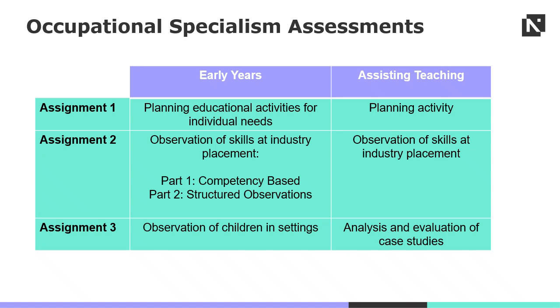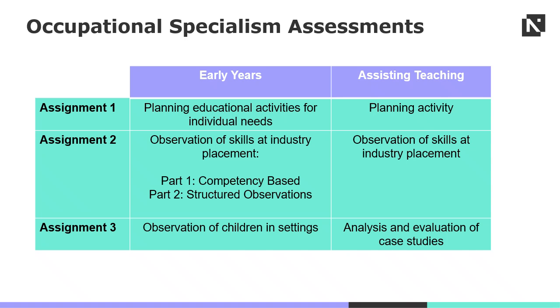In early years, Assignment 2 is split into 2 parts. Part 1 is the competency-based observations, marked internally and then externally moderated. And Part 2 is the structured observations, which are also internally marked and externally moderated. In assisting teaching, Assignment 2 is a single structured observation assessment. Again, internally marked and externally moderated.